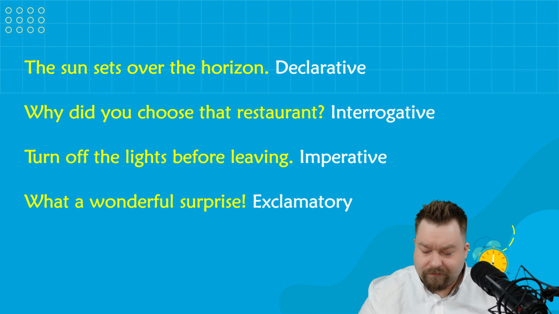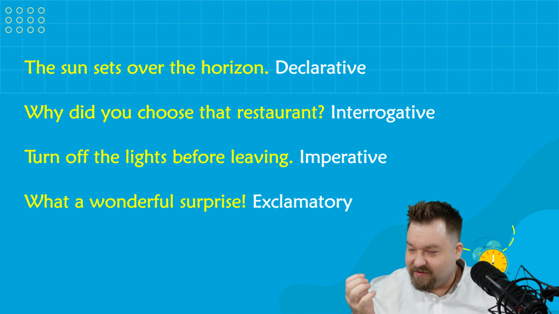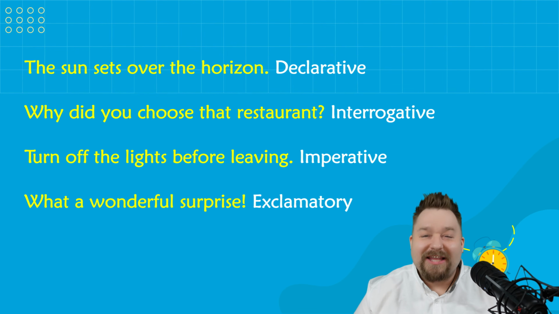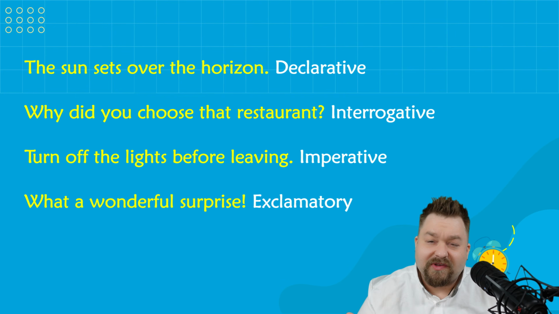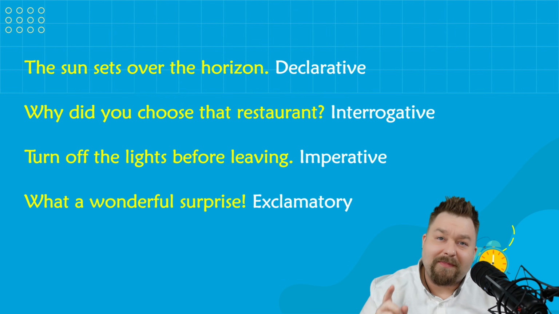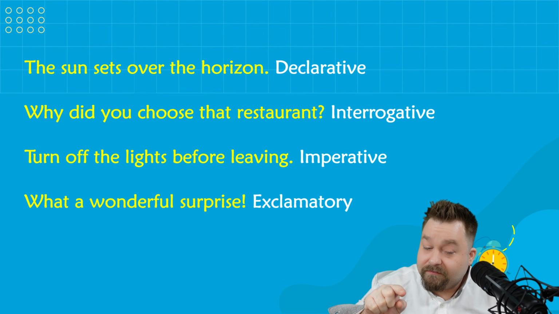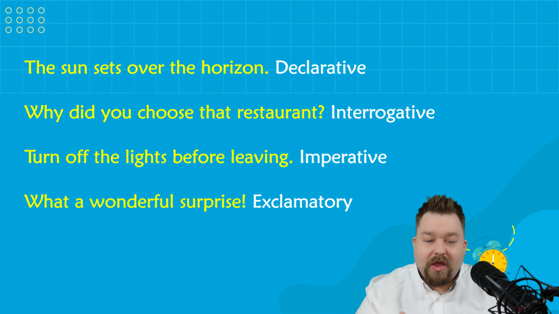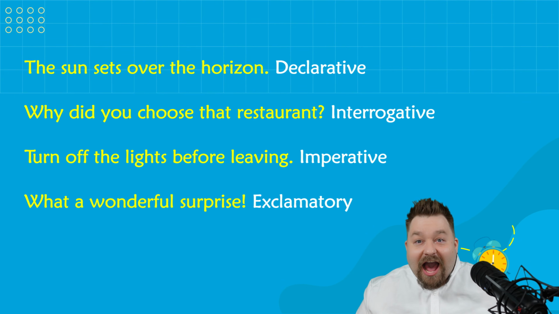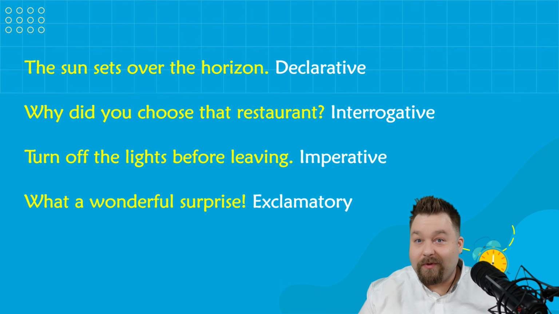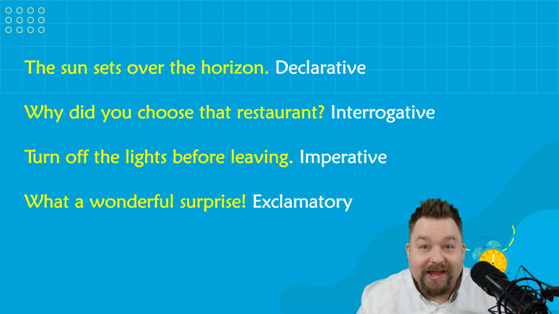Number 9. I don't remember the Chinese for 9. Something like turn off the lights before leaving. I'm telling you to do something, but nicely. I'm not yelling at you. Turn them off. Right? So it's an imperative with a period. Okay? Capital T for turn off. And the last one. What a wonderful surprise. Wow. It's an exclamatory sentence with an exclamation point and a capital W for the what.